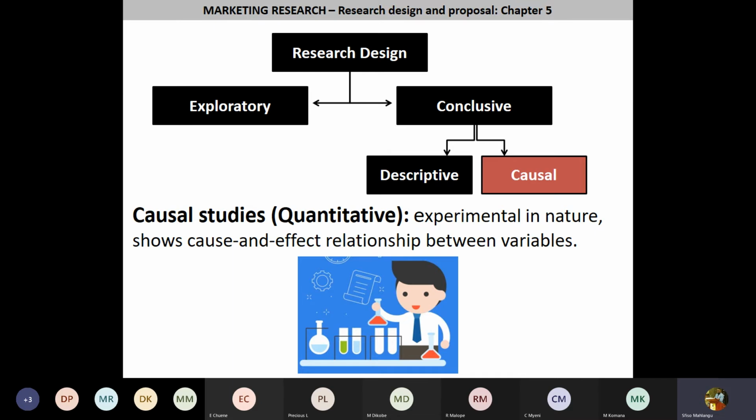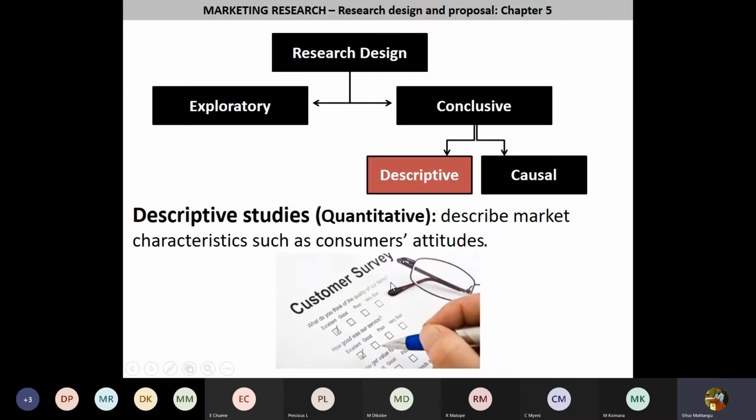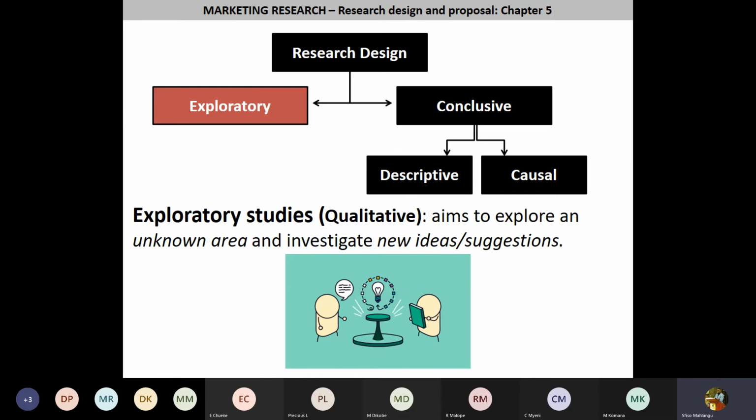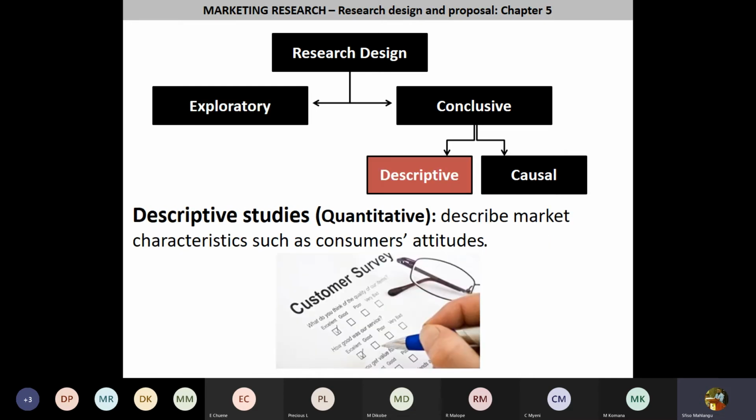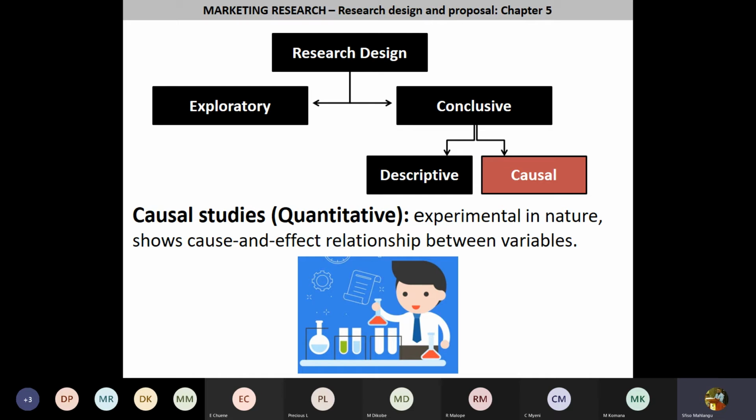So that's how these three differ. The first one, exploratory, is the one that we use, like I've indicated, under qualitative. And then descriptive, we describe market characteristics. Those are consumers. And the last one is causal, cause and effect, which is just observation.